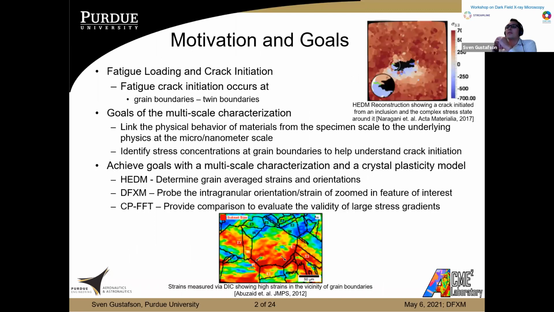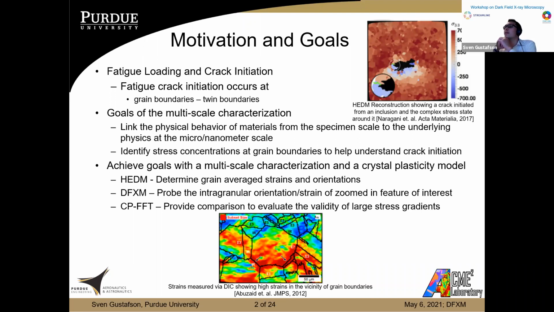So I'll start off with some motivation. Structural materials in the engineering universe undergo fatigue loading, and will eventually start to form fatigue cracks and eventually fail. One of the places where this can occur is at grain boundaries, and particular to the materials that we're looking at today, nickel-based superalloys, they tend to form at twin boundaries, to be specific.